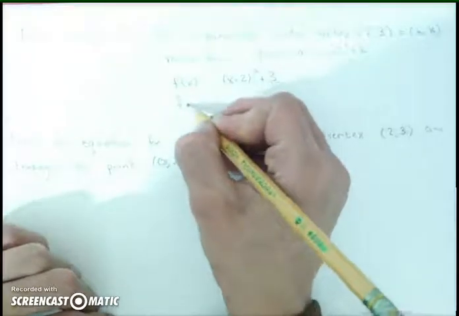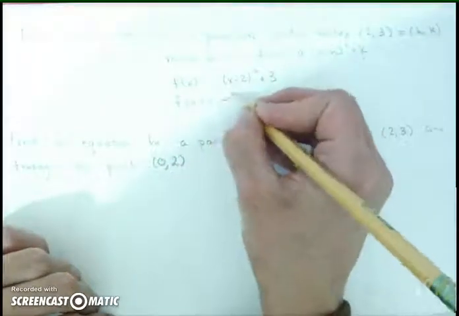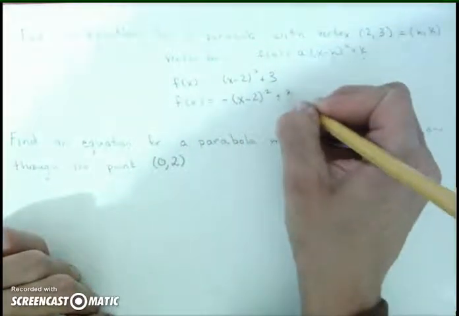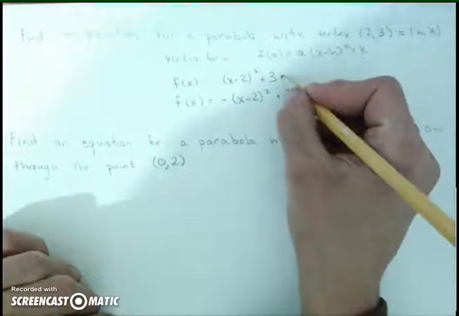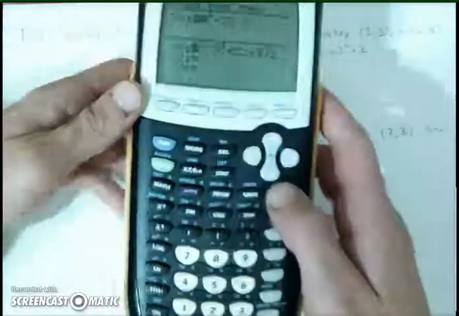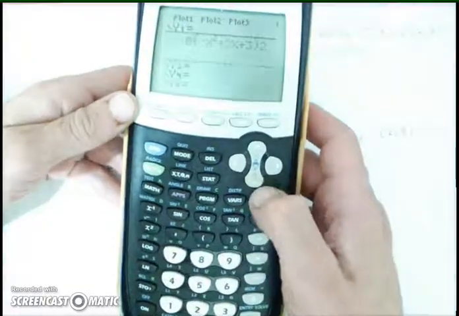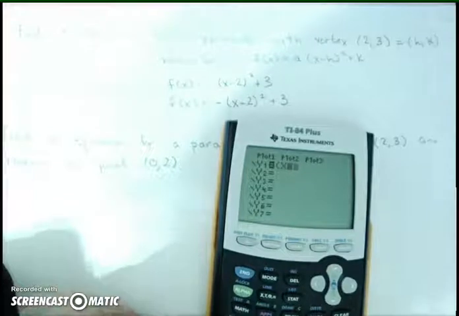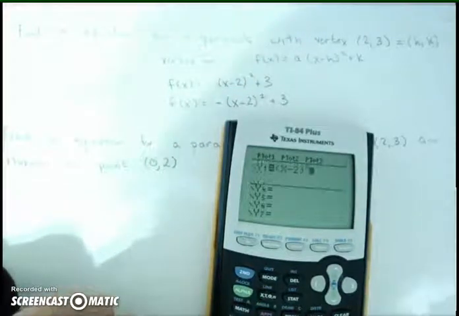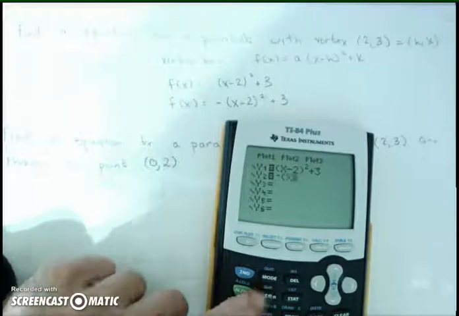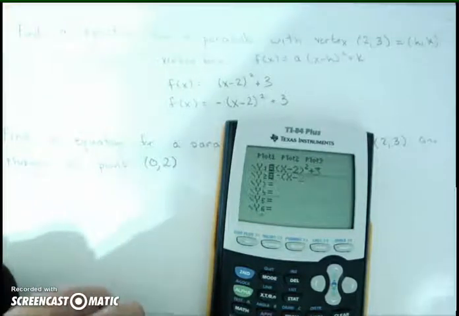But here's another one that has vertex (2, 3): negative (x - 2)^2 + 3. This one opens upwards and this one opens downwards. So we can actually see that if we graph it in our calculator. So let's do the first one, (x - 2)^2 + 3, and then we'll also graph negative (x - 2)^2 + 3.